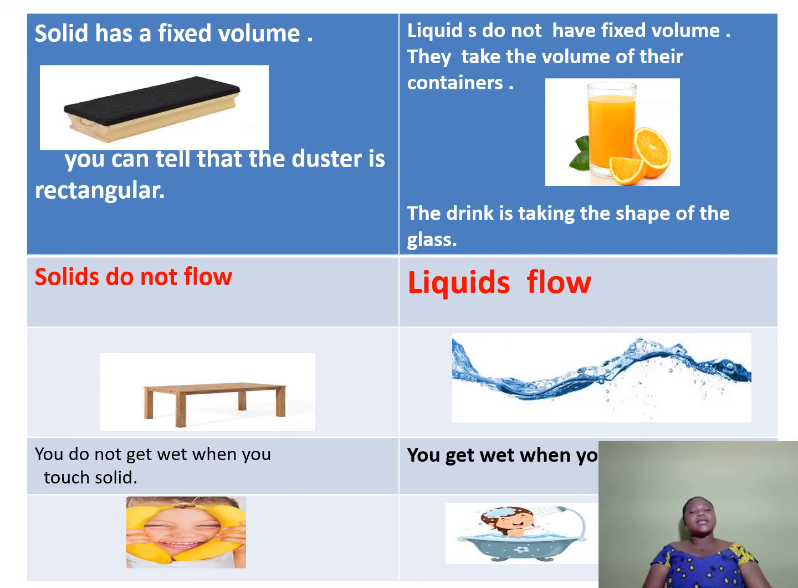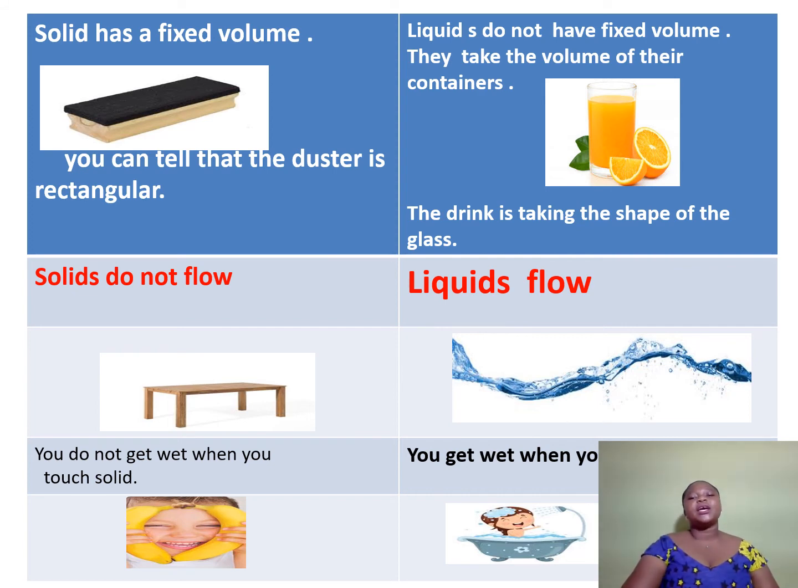So you can see a duster on the screen. You can tell that the duster is rectangle. Is it rectangle? Yes. So you can tell that the duster is what? A rectangular object. So it has a fixed shape. So let's look at this orange. Yes. Can you tell something about this?